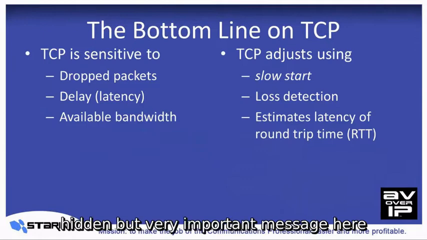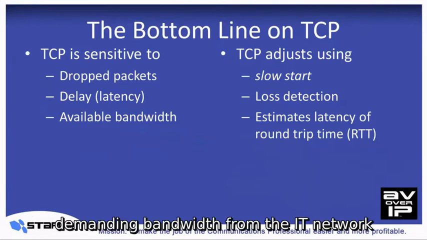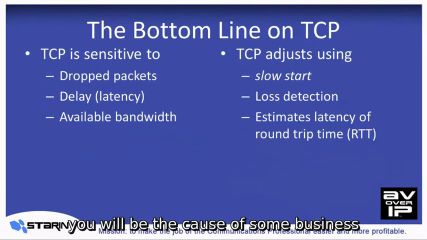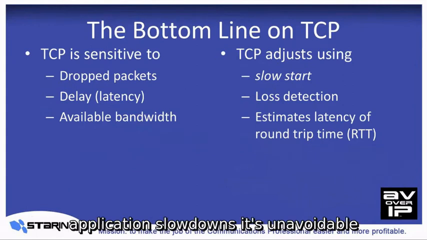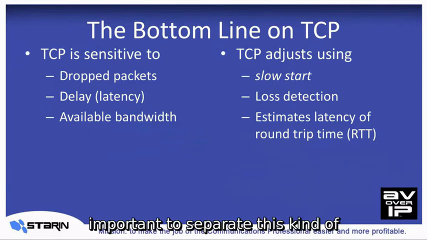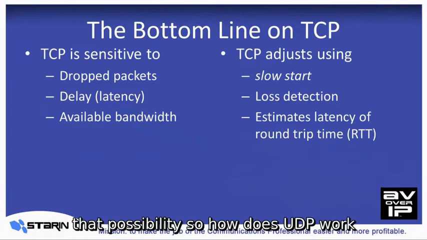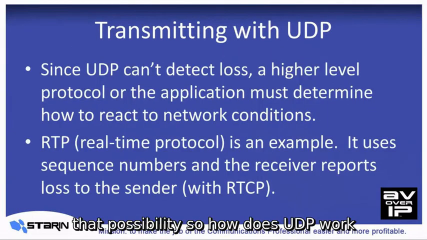Then there's the hidden but very important message here. If your AV video or audio flow is demanding bandwidth from the IT network, you will be the cause of some business application slowdowns. It's unavoidable. That's part of the reason why it's important to separate this kind of traffic on separate VLANs to eliminate that possibility. So how does UDP work?